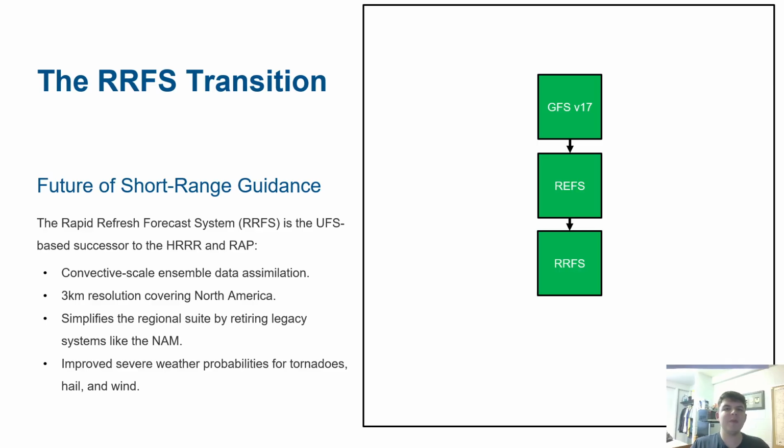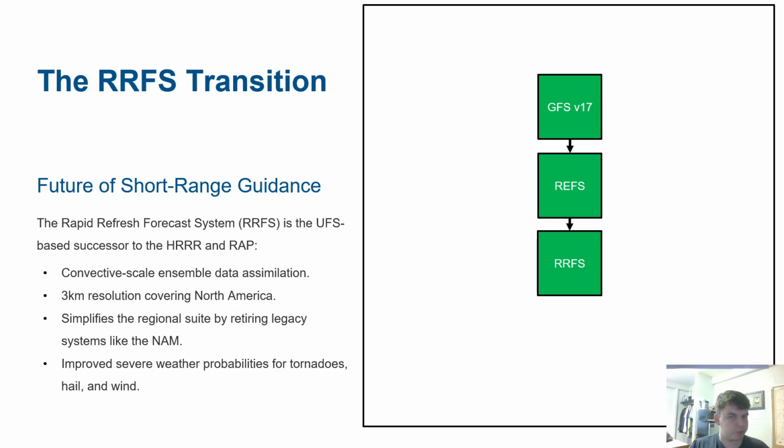Now, we were just talking about how the HREF is not explicitly made to consider all convective possibilities. The REFS is. It has 6 dedicated members within it that have slight disturbances to initial conditions and physics in order to create a realistic range of scenarios. It's an ensemble that was tailor-made to be that way from the beginning, rather than stitching together a bunch of deterministic models. That's an improvement. Then we have the RRFS, all of this based on the FV3 dynamical core.